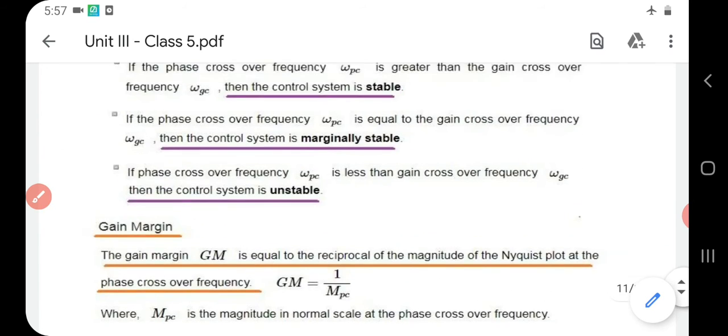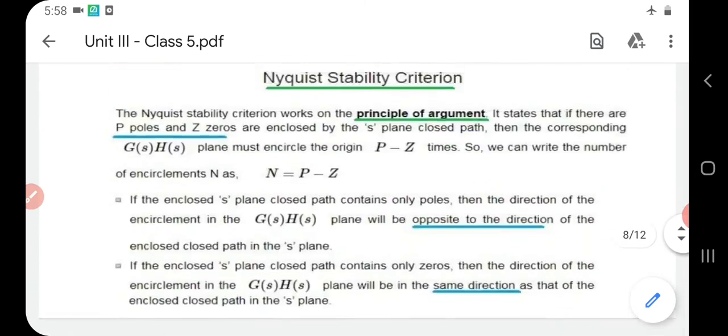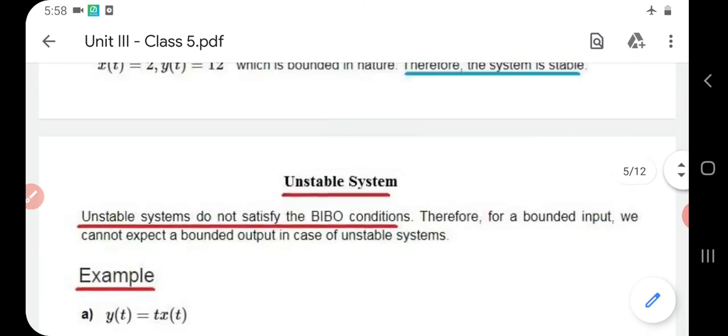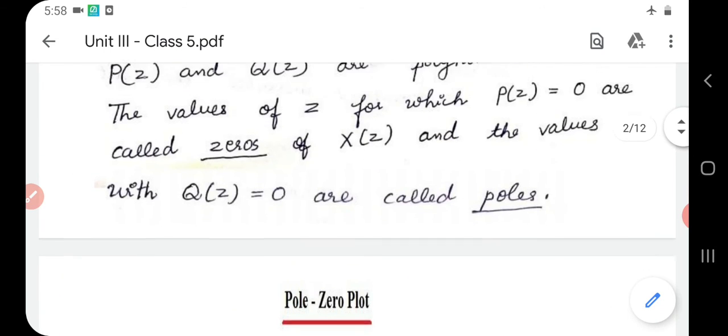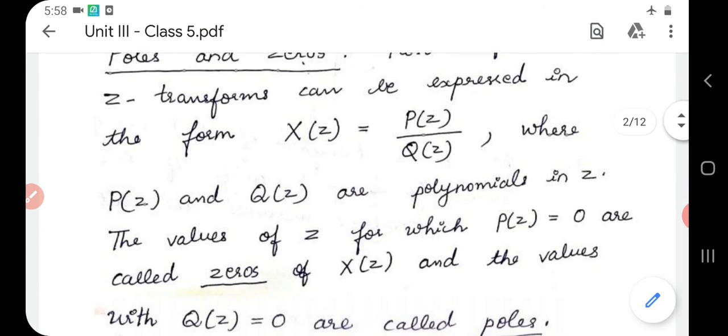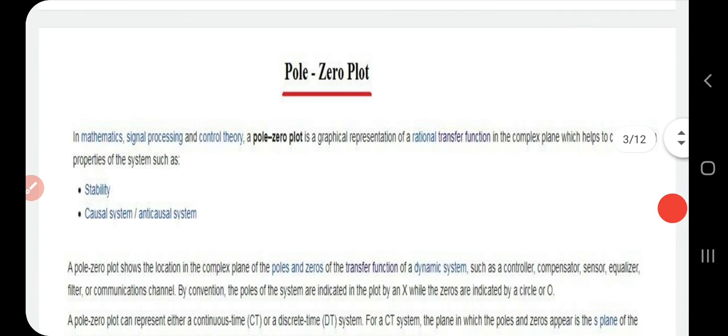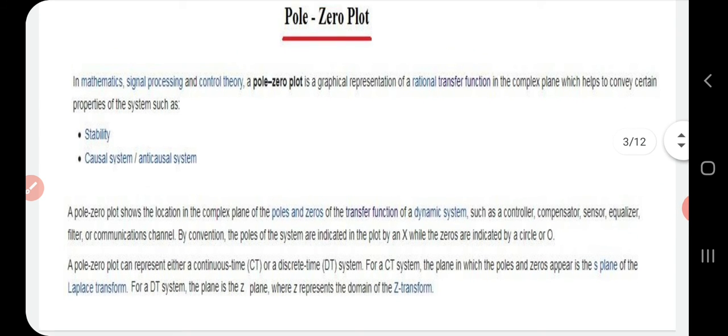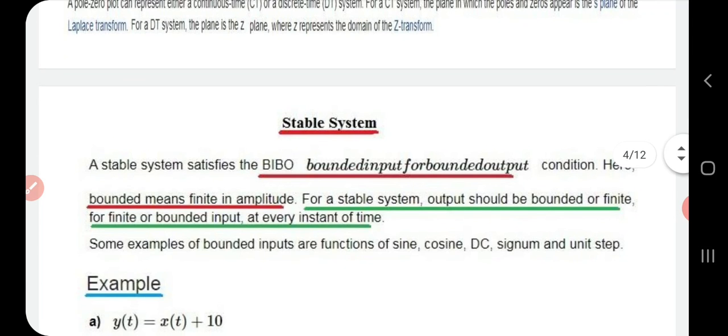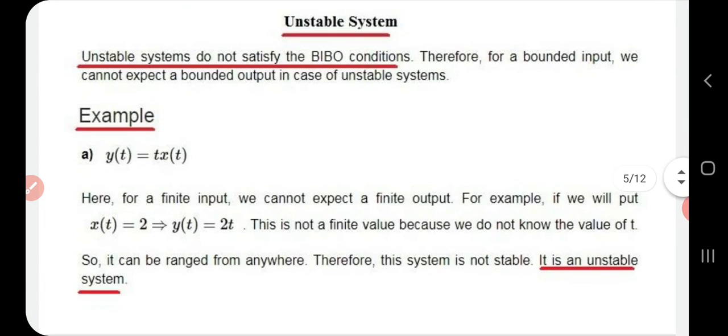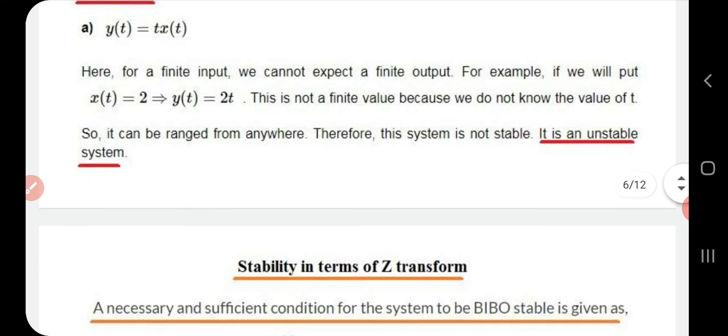So in this session, what you have to study is, first, the definitions about poles and zeros. Then these are just individual questions. What is meant by a pole zero plot and what is its importance? What do you mean by a stable system? What do you mean by an unstable system? You can explain it with examples.